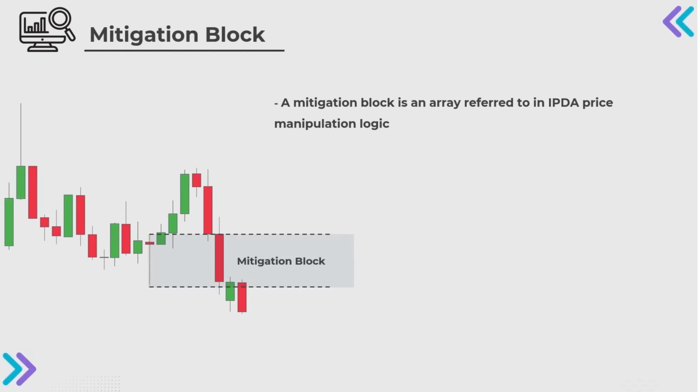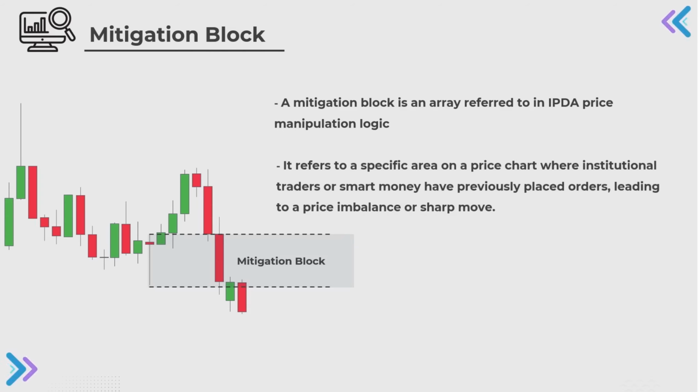There are 3 key levels inside the fair value gap that are important to us. We have premium or high, discount or low, and the midpoint, which is called consequent encroachment. Consider that each level also offers strong support or resistance levels in the lower time frame. Now let's move on to the next concept, mitigation block.